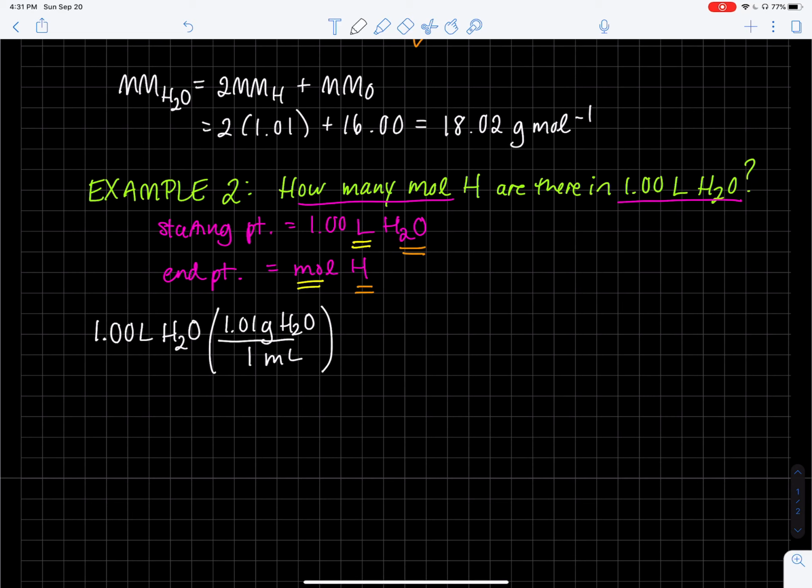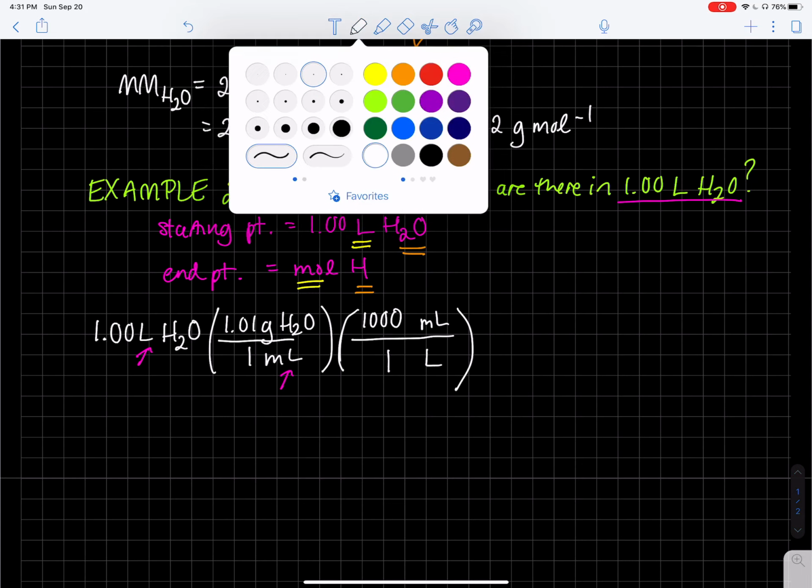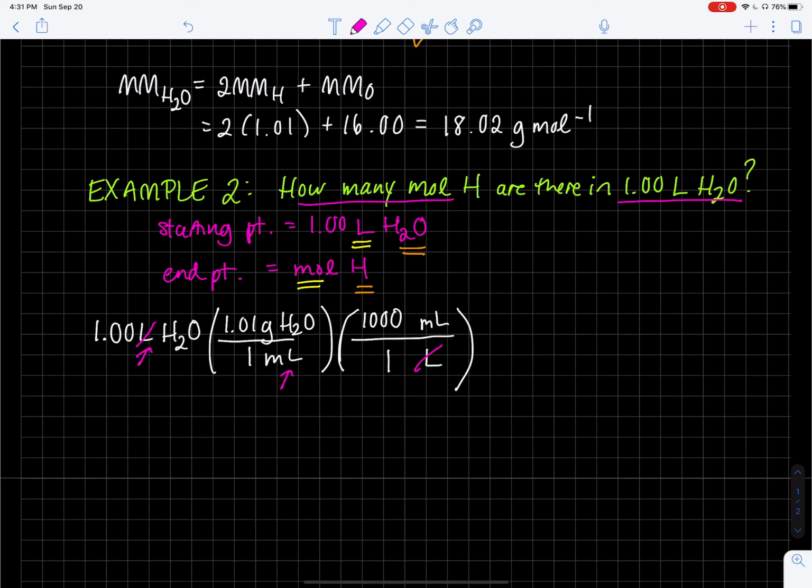Now, we cannot cross out liters and milliliters because they are not the same thing. So I can recognize that these are from the same family. It's just a prefix problem. So I need to do something that puts milliliters on the top and liters on the bottom to cancel those out. And I know that 1 liter is 1,000 or 10 to the 3rd milliliters. That's, again, infinitely significant. That's a definition. So now my liters cross out and my milliliters cross out. All right, so now I'm at grams H2O.